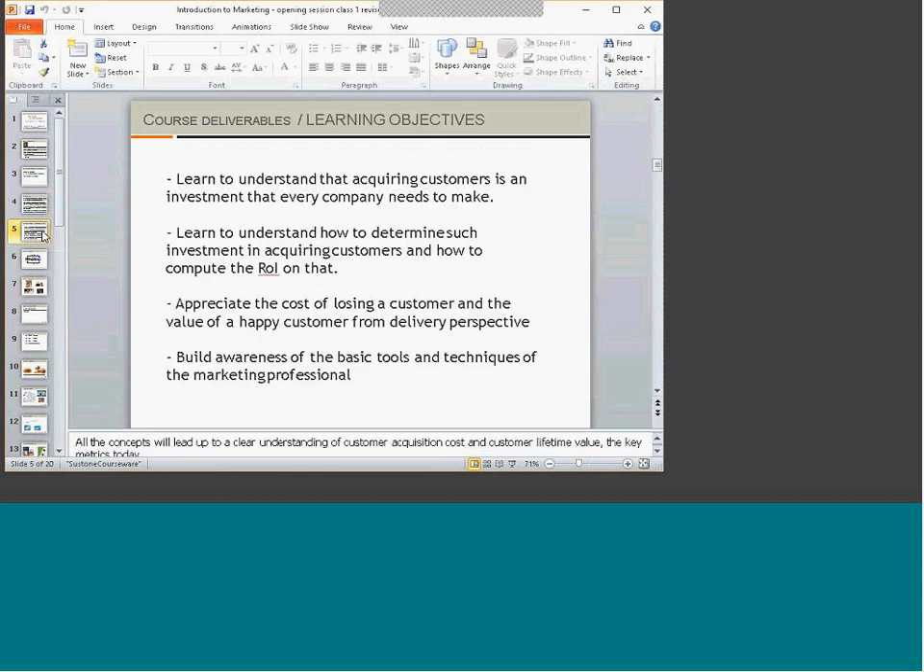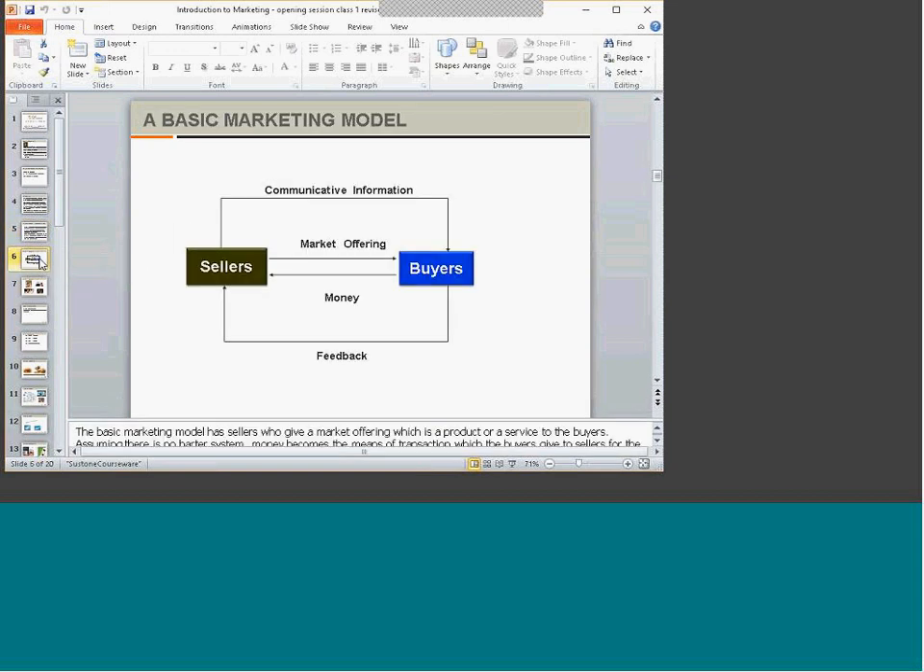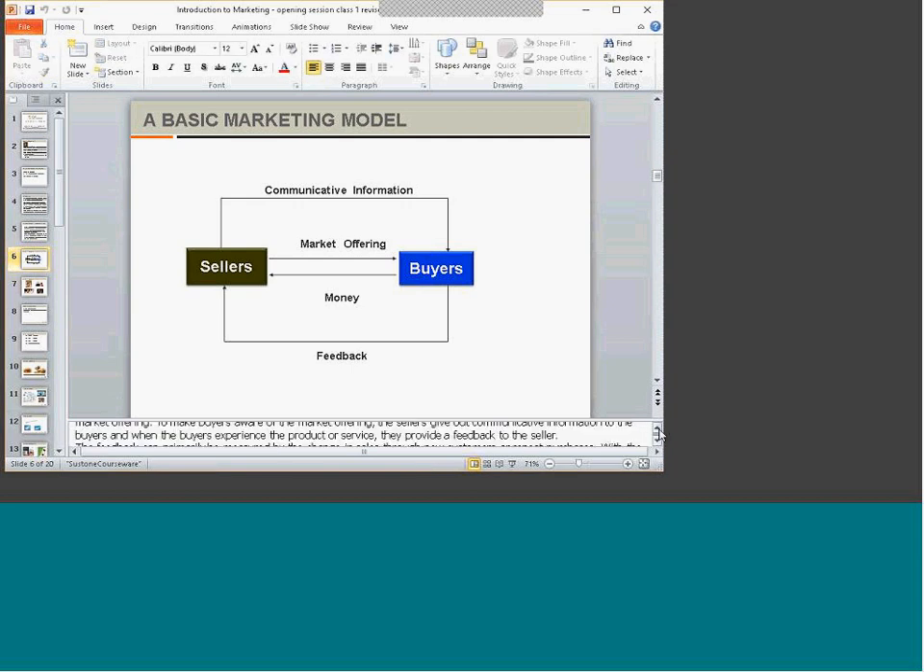I already told you what are going to be the deliverables here, and I think we will get on now with the first concept, the basic marketing model. First presentation that I have made, you can just see a little bit on the down. It has all the notes. So whatever I'm saying here, you will also get them as notes when I give this first presentation on the LMS after this session.